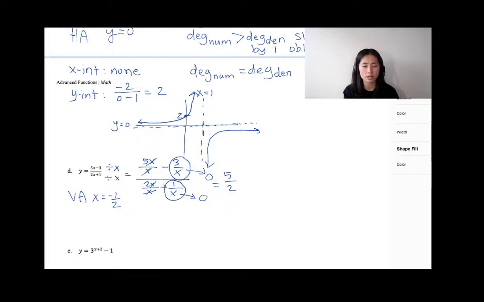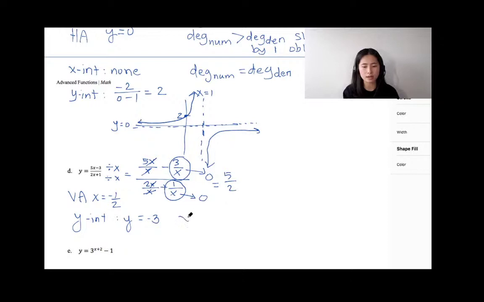Now moving on to our x-intercepts and y-intercepts. For your y-intercept, you have to plug in 0 anytime you see an x. So maybe we can quickly go over that. Plug this into your calculator: you have 5 times 0 minus 3, and in your denominator, you plug in 2 times 0 plus 1. You're going to see that y is equal to negative 3. So the y-intercept is y equal to negative 3. Plug in 0 whenever you see an x.